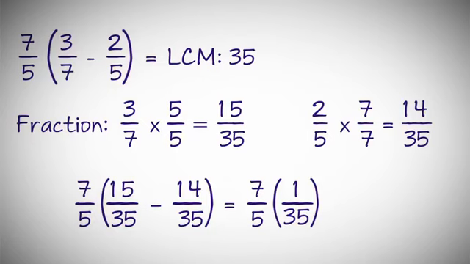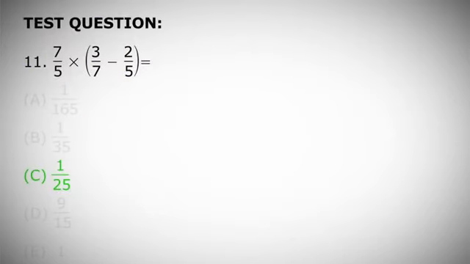Now, when you're multiplying fractions, you don't need to have a common denominator, but it is useful to cancel diagonally if you can in order to make your calculations easier. In this case, 7 goes into 35 5 times. So the 7 cancels out, the 35 changes to 5, and our multiplication problem becomes 1 times 1 in our numerator and 5 times 5 in our denominator, giving us a value of 1 over 25, or answer choice C.